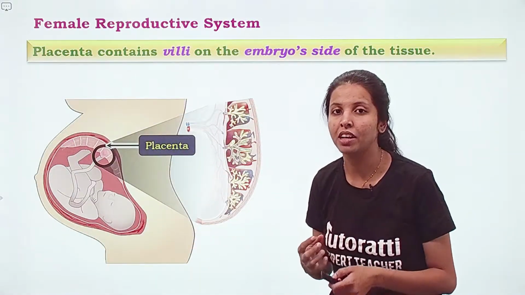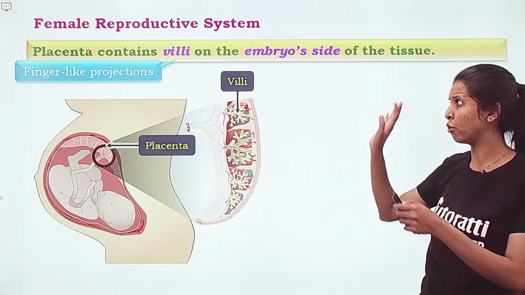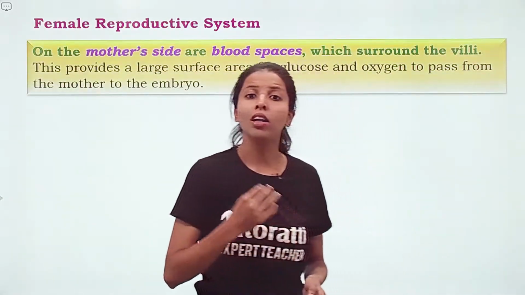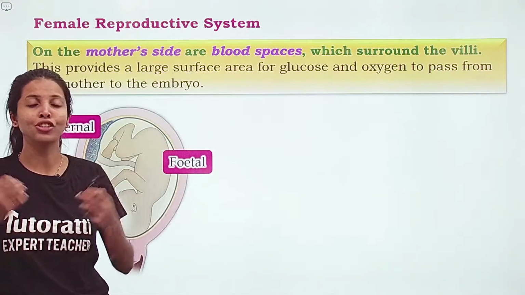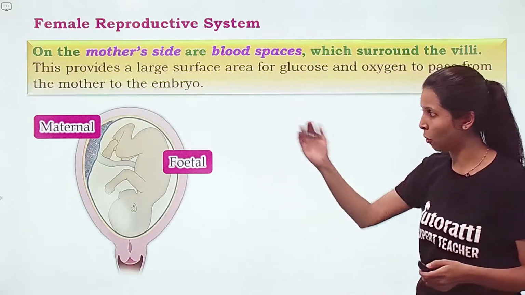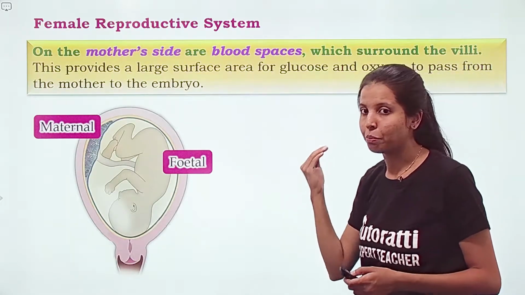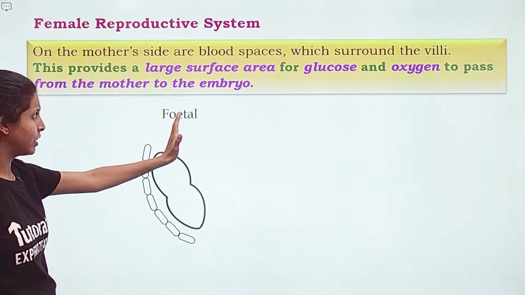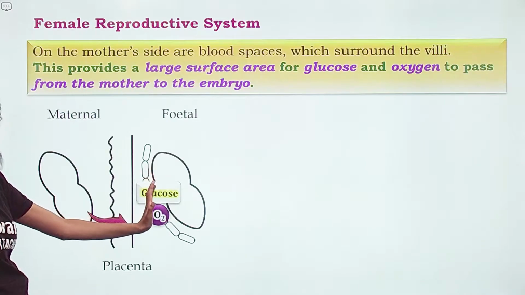Placenta contains villi. Villi are nothing but blood capillaries on the embryo side of the tissue. I told you, finger-like projections, lots of blood capillaries on the embryo side of the tissue. On the mother's side are the blood spaces which surround the villi. This provides a larger surface area for glucose and oxygen to pass from the mother's side to the embryo. So glucose and oxygen, which are necessary for development, pass from the mother's side to the embryo. Just see, this is the baby side, this is the mother side. The useful things, glucose and oxygen, pass to the fetus, the baby.